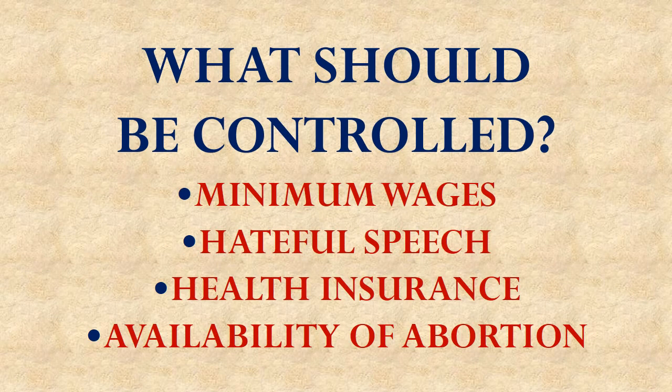Finally, the last question of this unit. What kind of thing would a modern conservative want controlled? Would he want minimum wage laws for businesses? Or would he want people prevented from saying hateful things? Would he want the government to provide health insurance for people? Or would he want the government to limit the availability of abortion? Well, a modern conservative would want the government to stay out of minimum wage choices, to stay out of what people say, to leave people alone to make their own health care choices, and to step in and limit abortions.